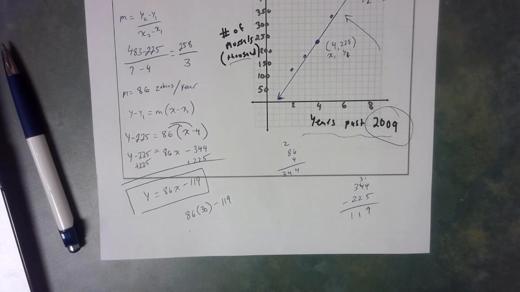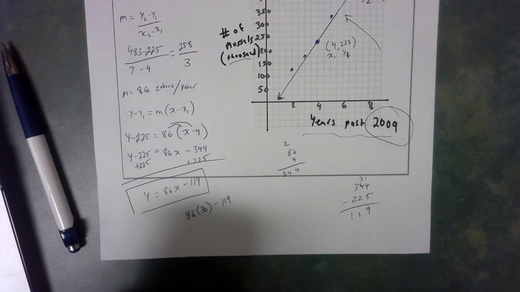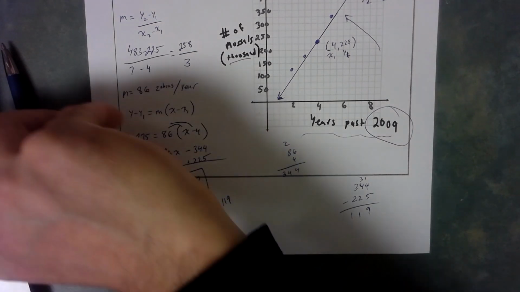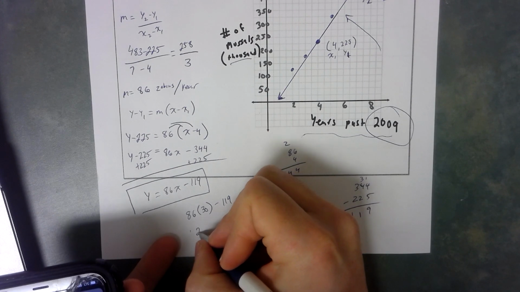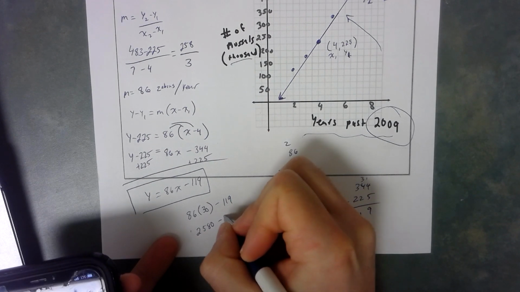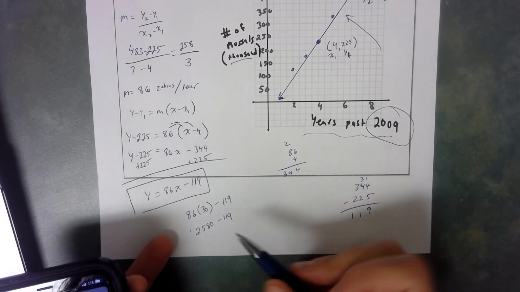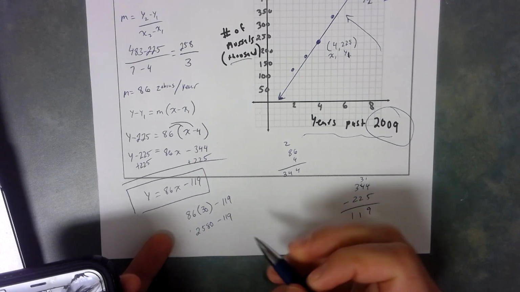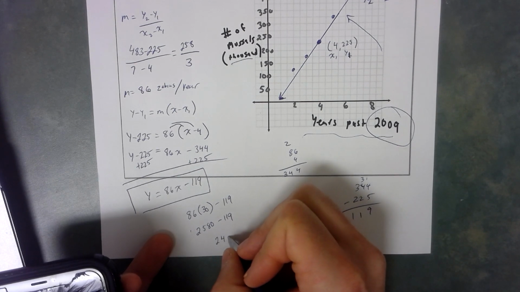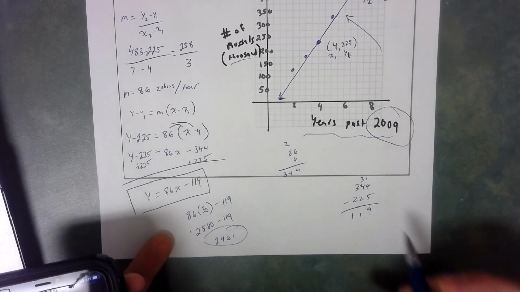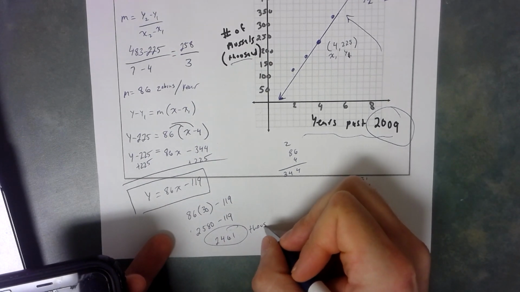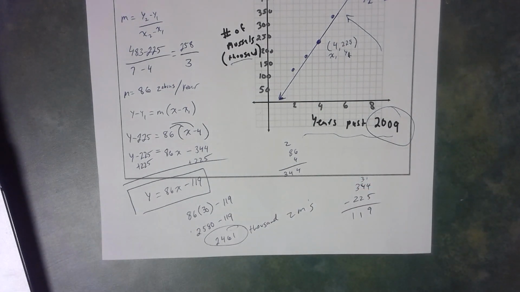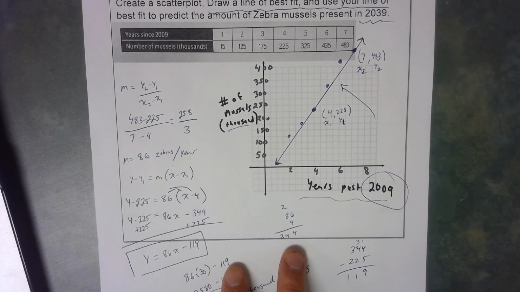Let's use our calculators here. Hey Siri, what's 86 times 30? 86 times 30 is 2,580. 2,580 minus 119. So we're dealing with 2,461, I believe, thousand zebra mussels. All right, just based on a small sampling of this lake.